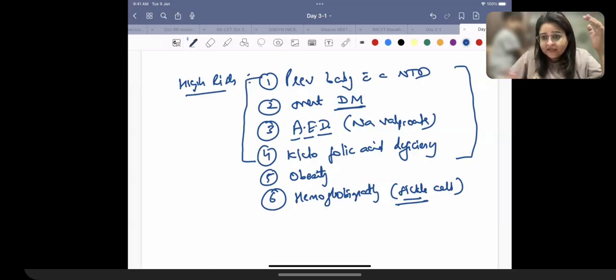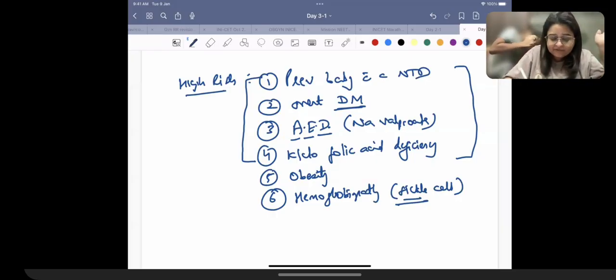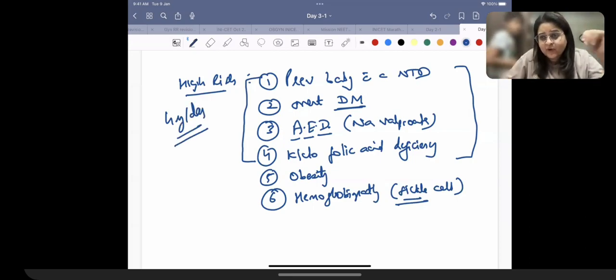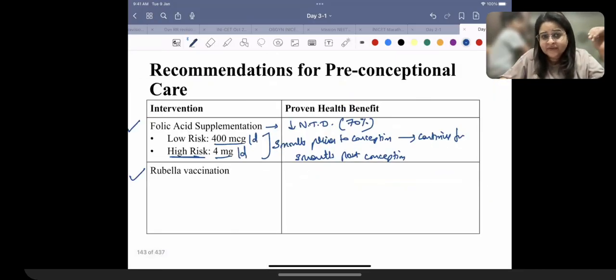Yes, folic acid has to be given from 3 months before till 3 months after. So the first 3 months, till 12 weeks of pregnancy, she has to get the folic acid. So these are the women you will give 4 milligram or 5 milligram per day of folic acid. To all other women, you will give 0.4 or 0.5 milligram per day.